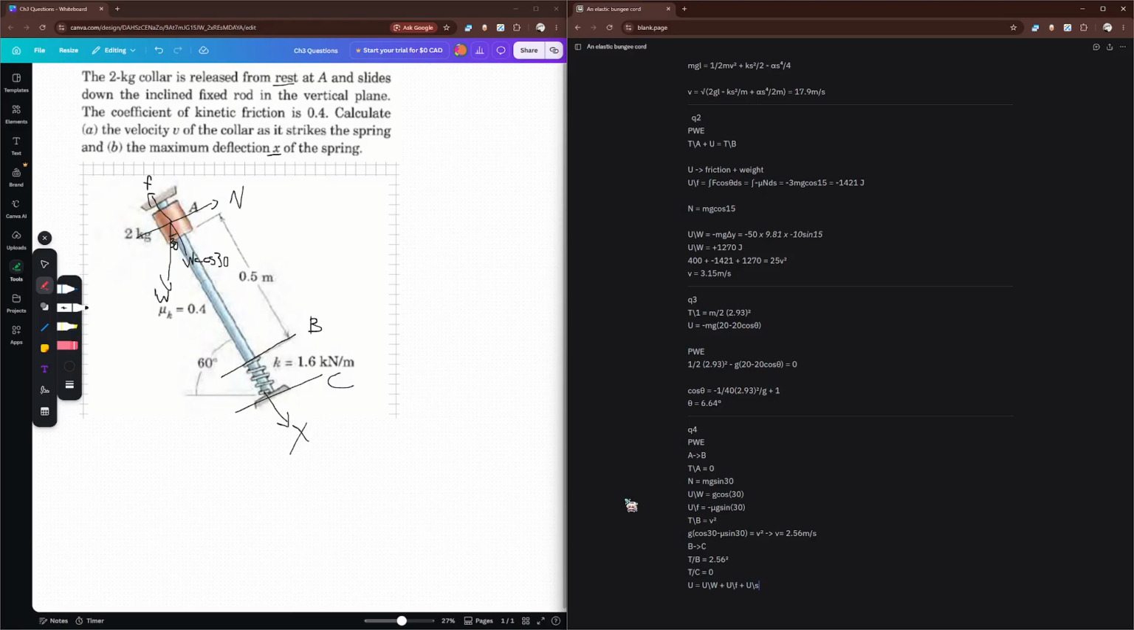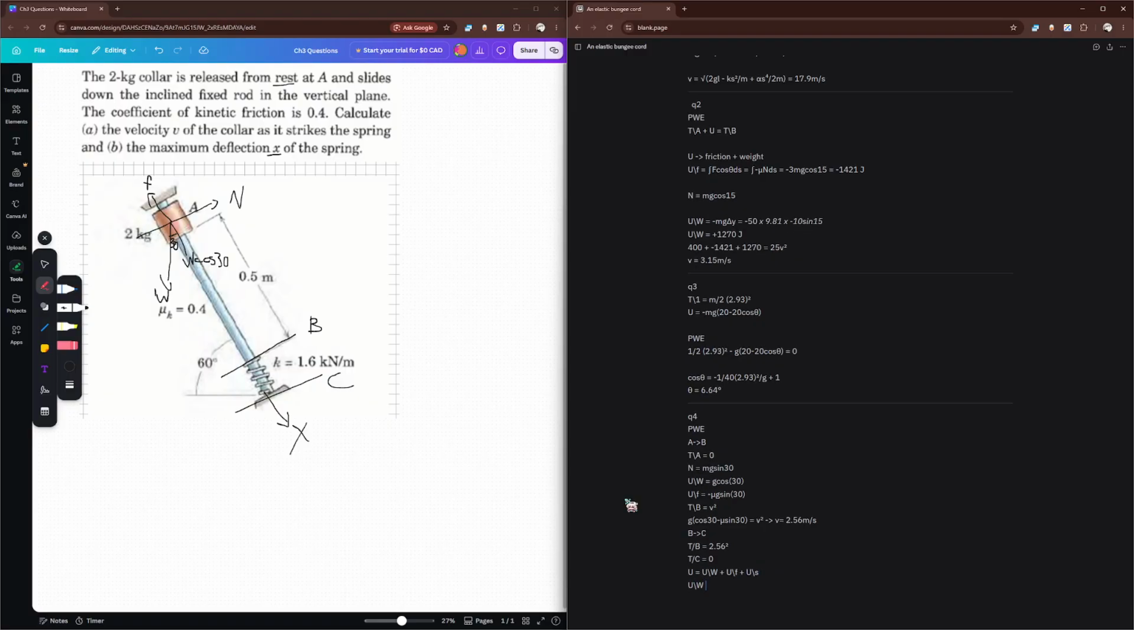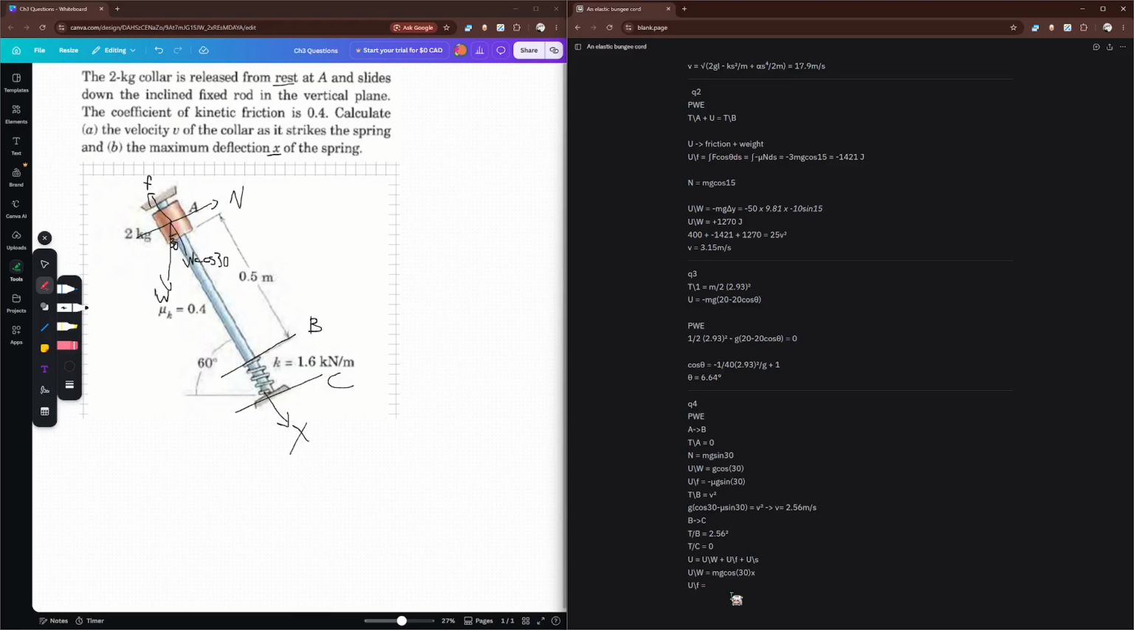So we can get all of these. So UW is equal to mg cosine 30, and our displacement is going to be x. We don't know how far down we've gone, right? Also keep in mind N from earlier. This one still applies, this normal force from here. So U of F is equal to mu mg sine 30 x, because we don't know the distance here either, right?